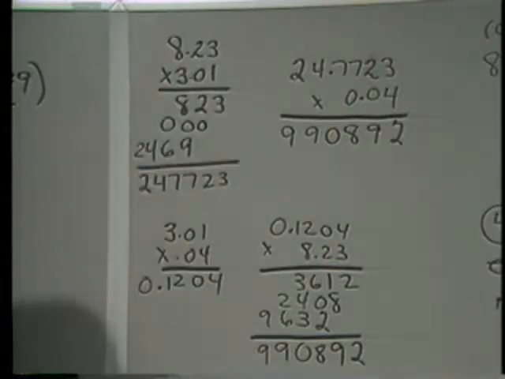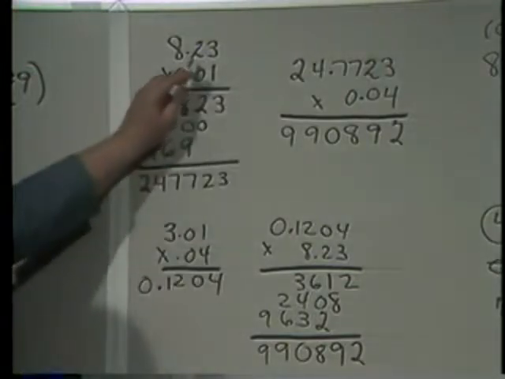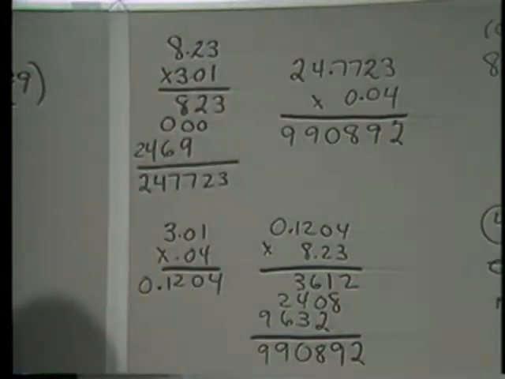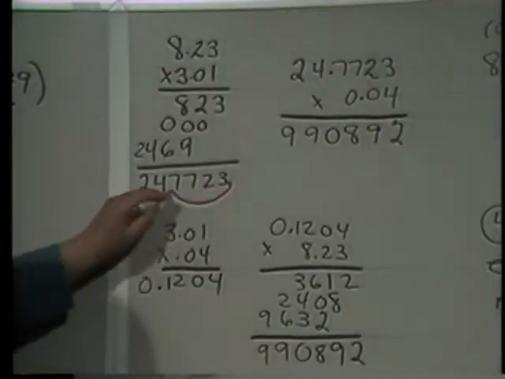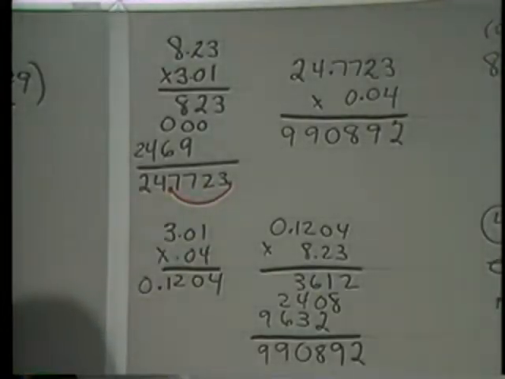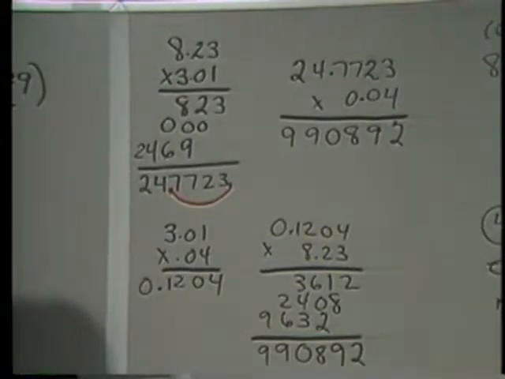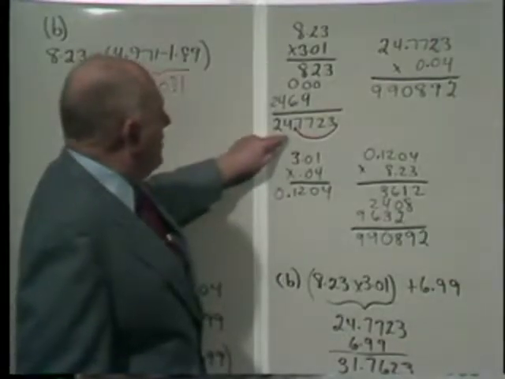Then you count the number of digits to the right of the decimal point. There are 2 here and 2 here. That's 4 altogether. Starting at this end, you move the decimal point in 4 places. So we wind up with 24.7723.